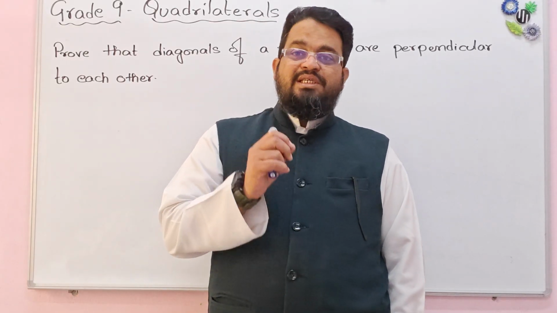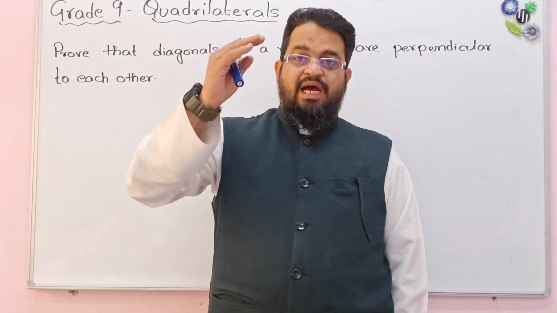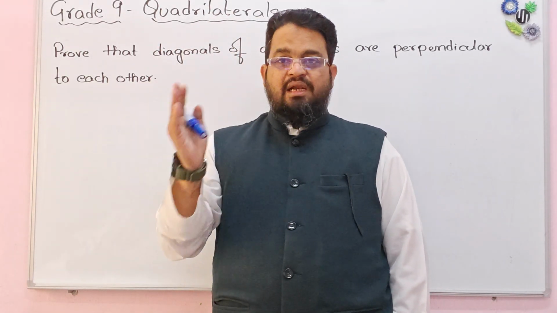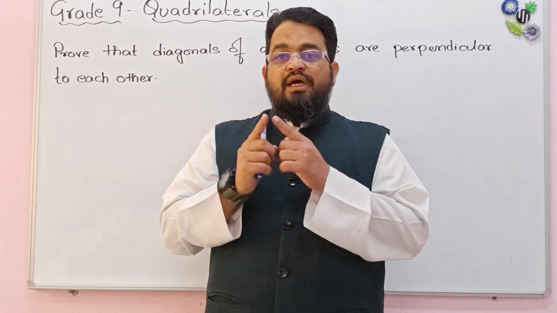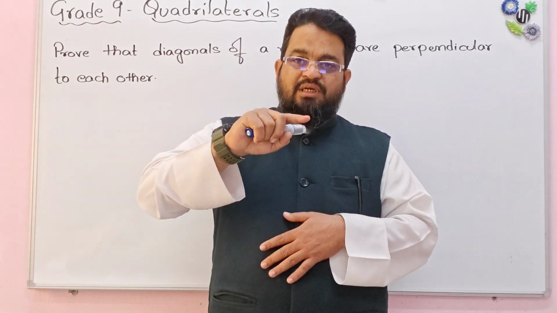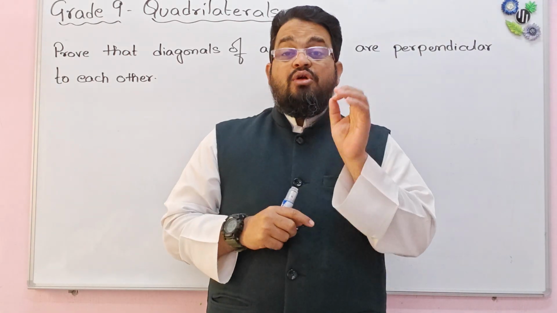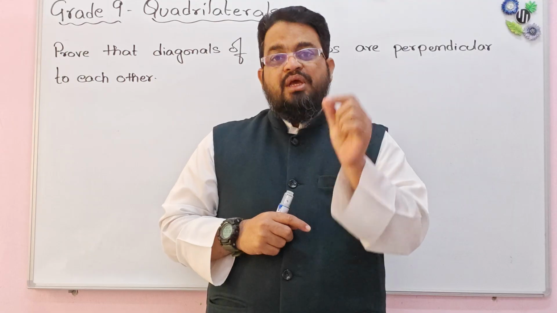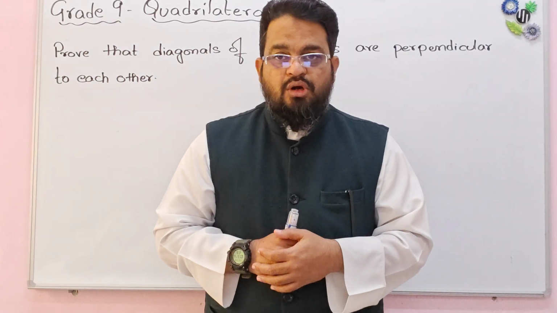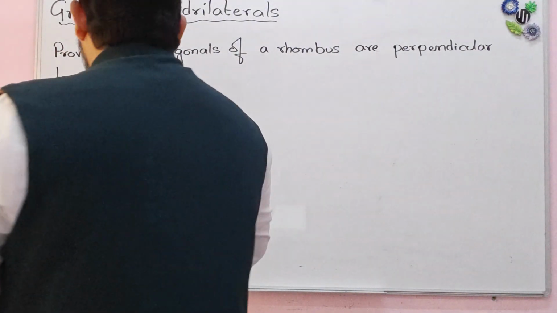So rhombus is a parallelogram, because see the hierarchy, if you remember, parallelogram, then rhombus, then rectangle, and when you combine both, it will be a square. So after parallelogram, rhombus comes. So that means rhombus is a parallelogram in which all sides are equal. This is the definition of a rhombus.